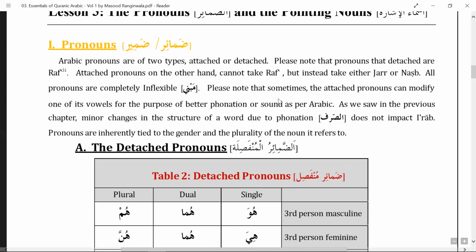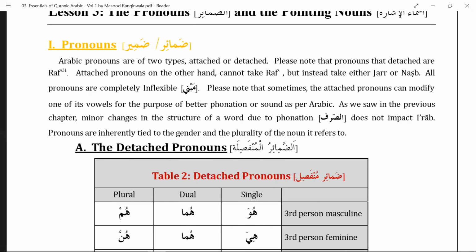The pronouns that are detached, which is this first table, which we will do, they are all rafa. Rafa means they are always the doer of the action. So whenever somebody is doing the action, you will use the pronoun from this table. الضمائر المنفصلة. Munfasil means separated. Okay, separated is detached. You can remember from fossil. Fossil is separation. Fasla, fossil.